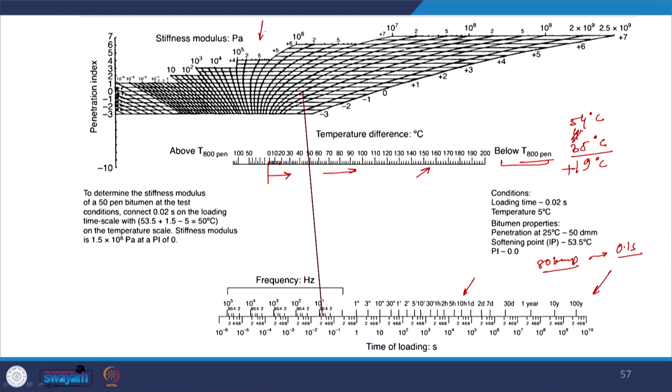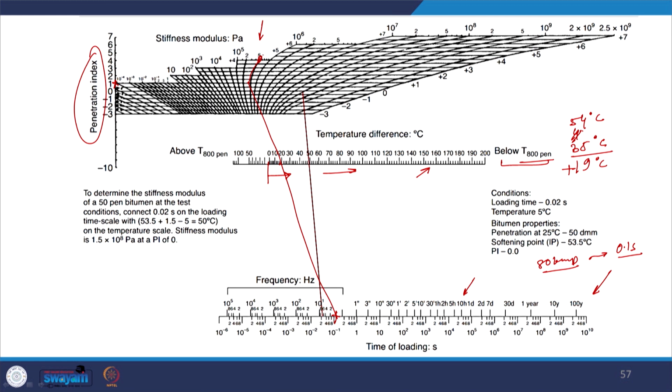This particular scale on the upper part gives us the stiffness of the bitumen if we know the penetration index value. If you know the penetration index value, you just mark it. Let us say that the penetration index is 1 and we are interested to see at 0.1. We will just extend this line to the particular point where we are interested to find out the stiffness, and then we can read the stiffness in terms of pascals.